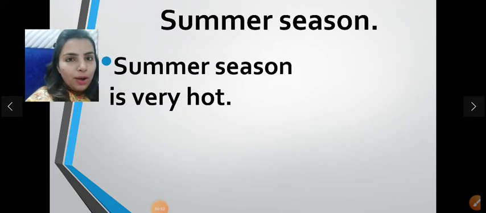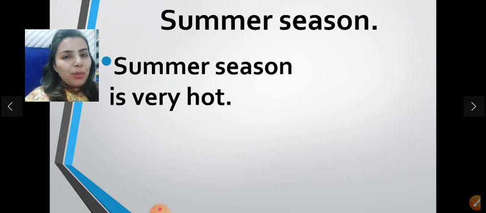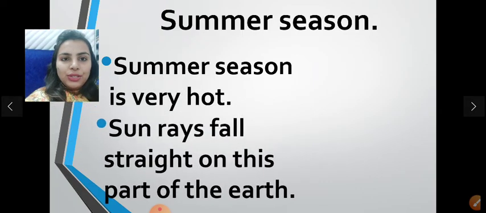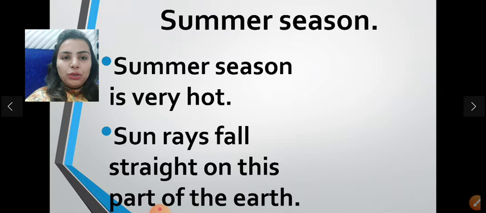Summer season is very hot. In summer we feel very hot and it is too hot outside because the sun is too hot at the time of summer season. Sun rays fall straight on this part of the earth. Because sun rays fall straight on the earth, our earth becomes too hot and we feel very warm at the time of summer season.